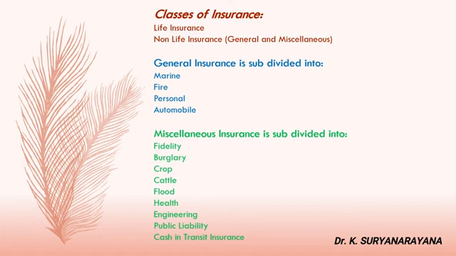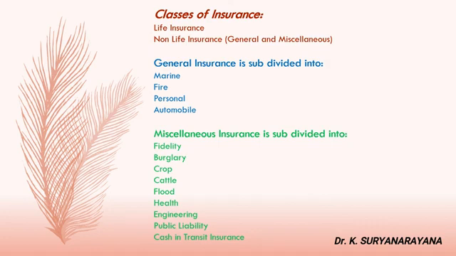Next, crop insurance. This type of insurance has been devised to extend financial support to farmers during the time of crop failure because of drought. Cattle insurance. This insurance contract provides indemnity in the event of death of insured cattle like bulls, buffaloes, cows, etc. Flood insurance. Flood insurance is a contract whereby the insurer agrees to indemnify the insured for any loss due to flood. Health insurance. The insurer agrees to indemnify the insured for any loss suffered by him during the time of hospitalization or injury sustained.